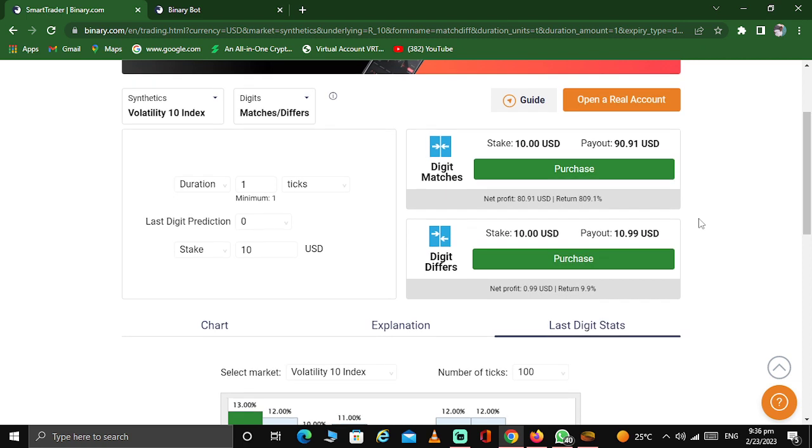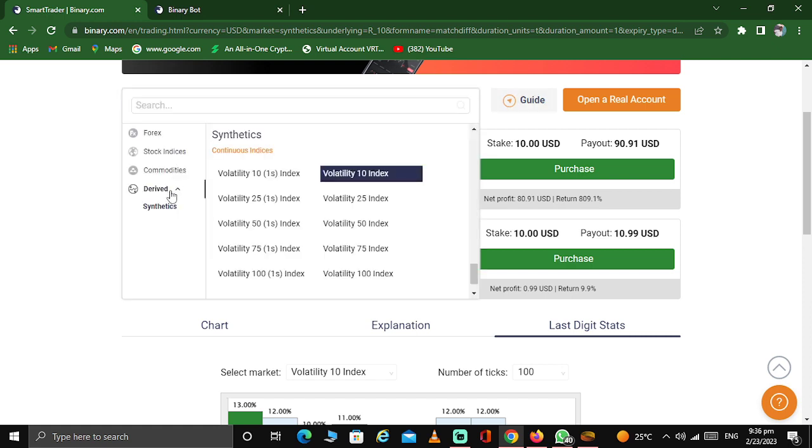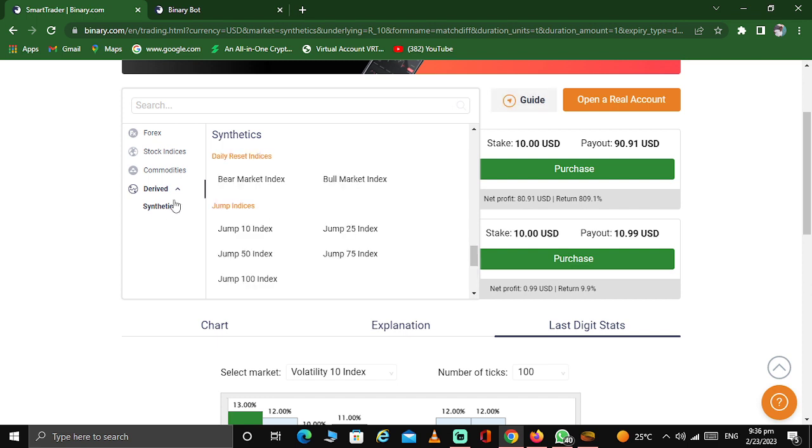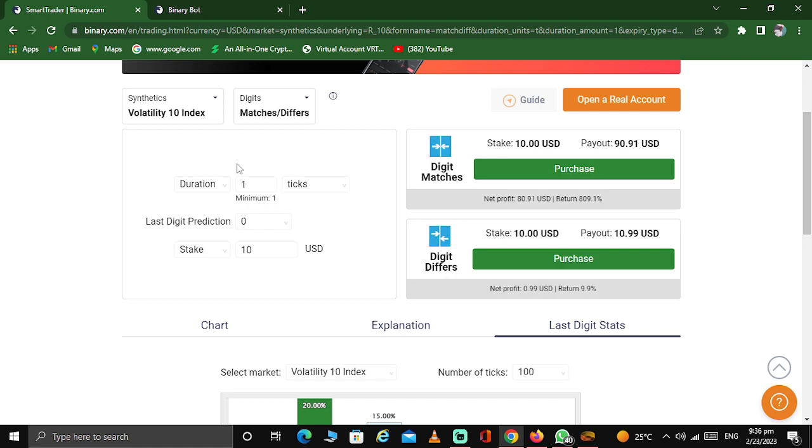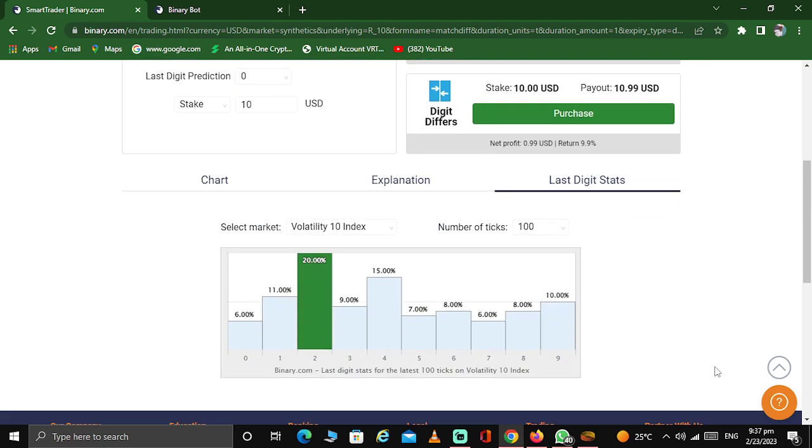So ensure that in your smart trader, you leave everything on synthetic indices volatility. And you can just change it here. Just come to daily synthetic indices. When you choose synthetic indices, go down, choose volatility 10 index, and ensure that it is one tick here, one tick. Then come down and look at the last digit statistics.